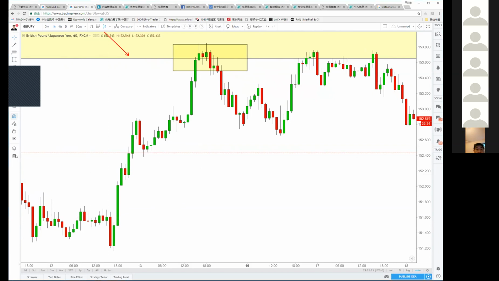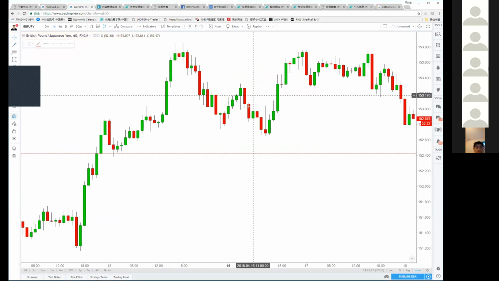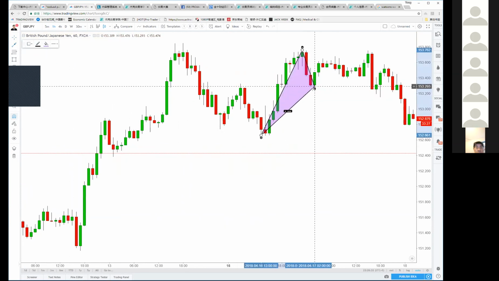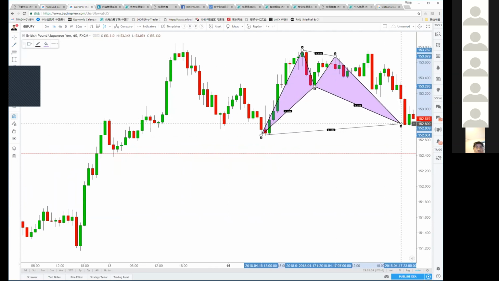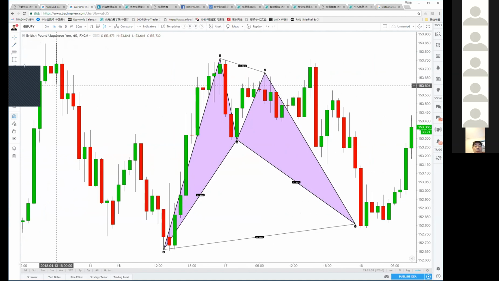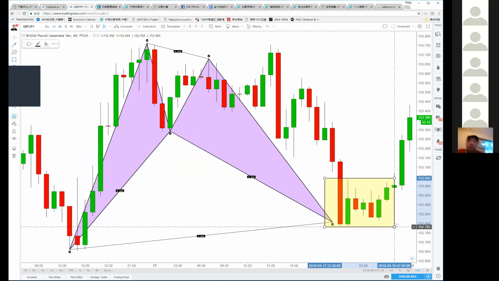Here we have a beautiful bat pattern. This is a bat pattern. It tells that the sterling may go up. Yeah, it did go up and have an inside bar break up. The inside bar breaks up.